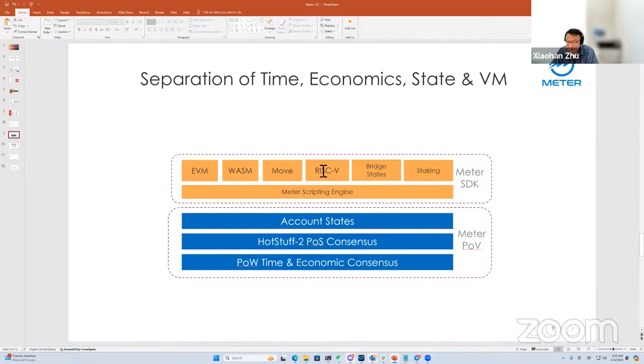So yeah, we have a Meter SDK, which combines everything together. With the Meter SDK, you have the option to run it as just a proof of stake only blockchain without the proof of work part as well.